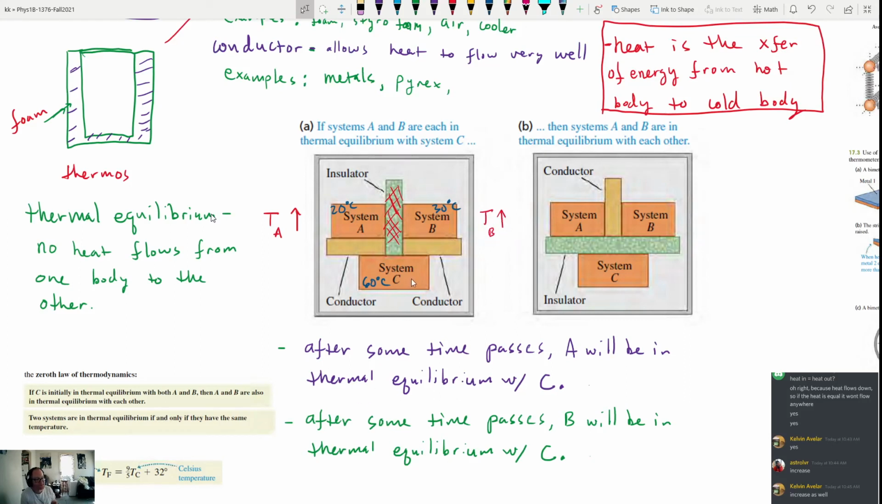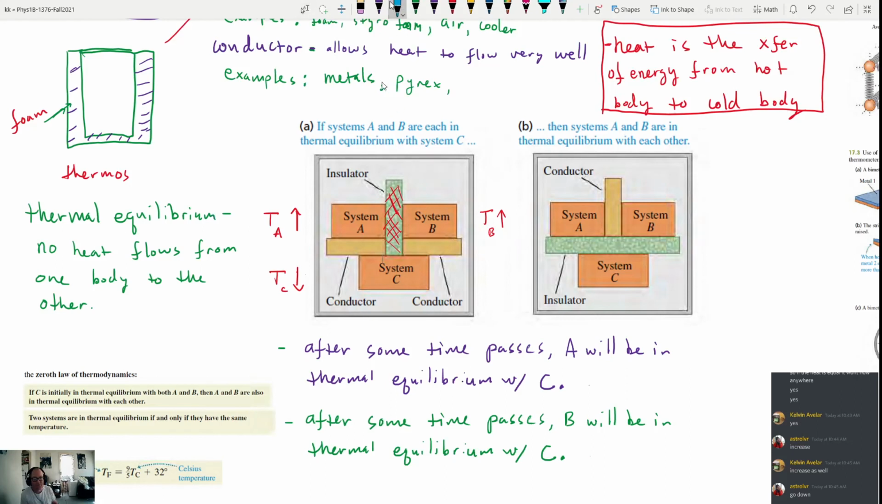What's going to happen to system C? It's a hot object touching two cold objects, right? What's going to happen to its temperature after some time elapses? It'll go down, right? It has to. So the temperature of object C is actually going to decrease. Now, I don't know what temperature these three systems are going to reach, but I do know that after some amount of time, right?